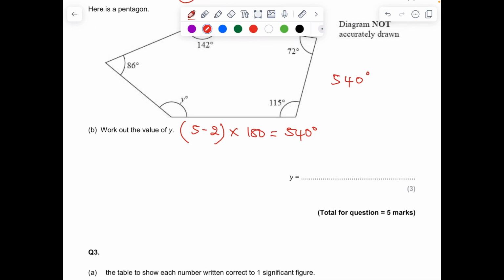So you should then add up your 86, your 142, your 72, and your 115. And you can use your calculator if you don't trust yourself, and that comes to 415. And then you do 540 take away 415 to give you your answer, and that gives you 125. So Y is 125. So hopefully, I think most of you got that.